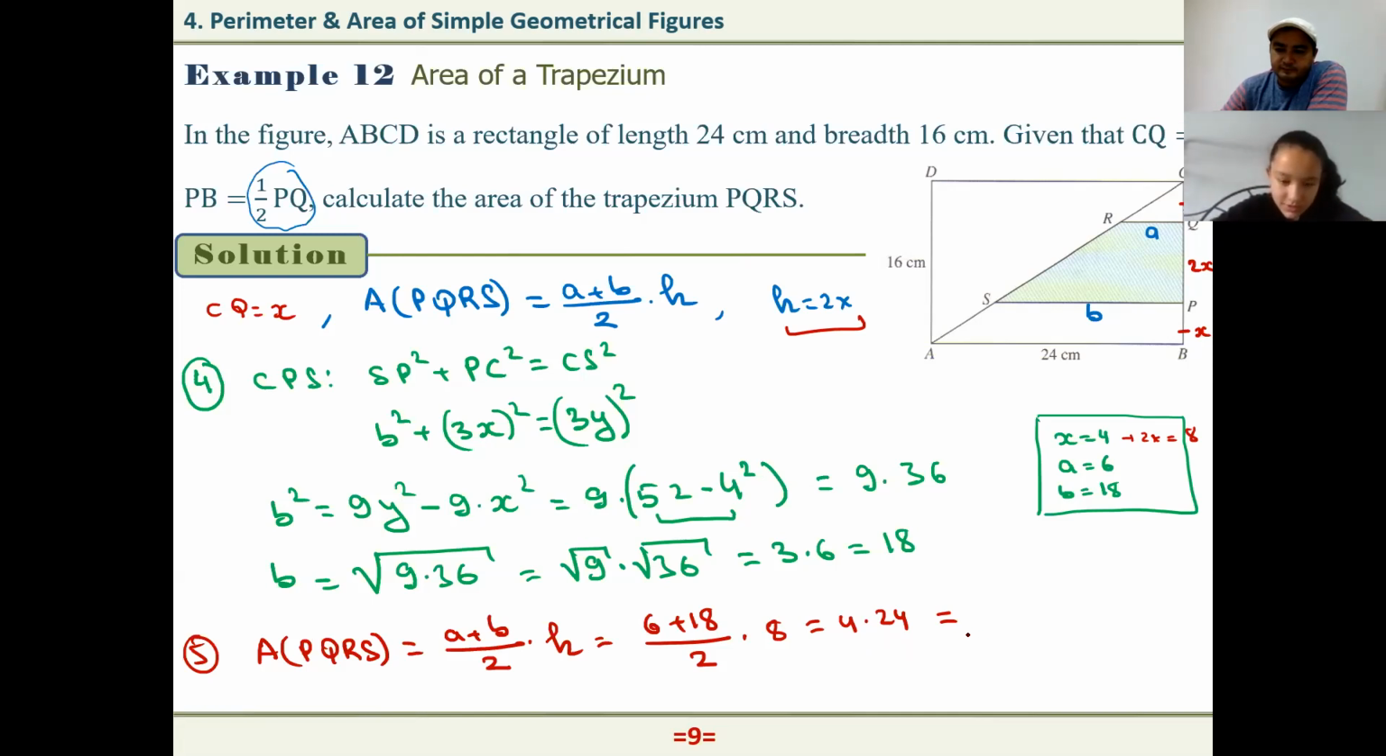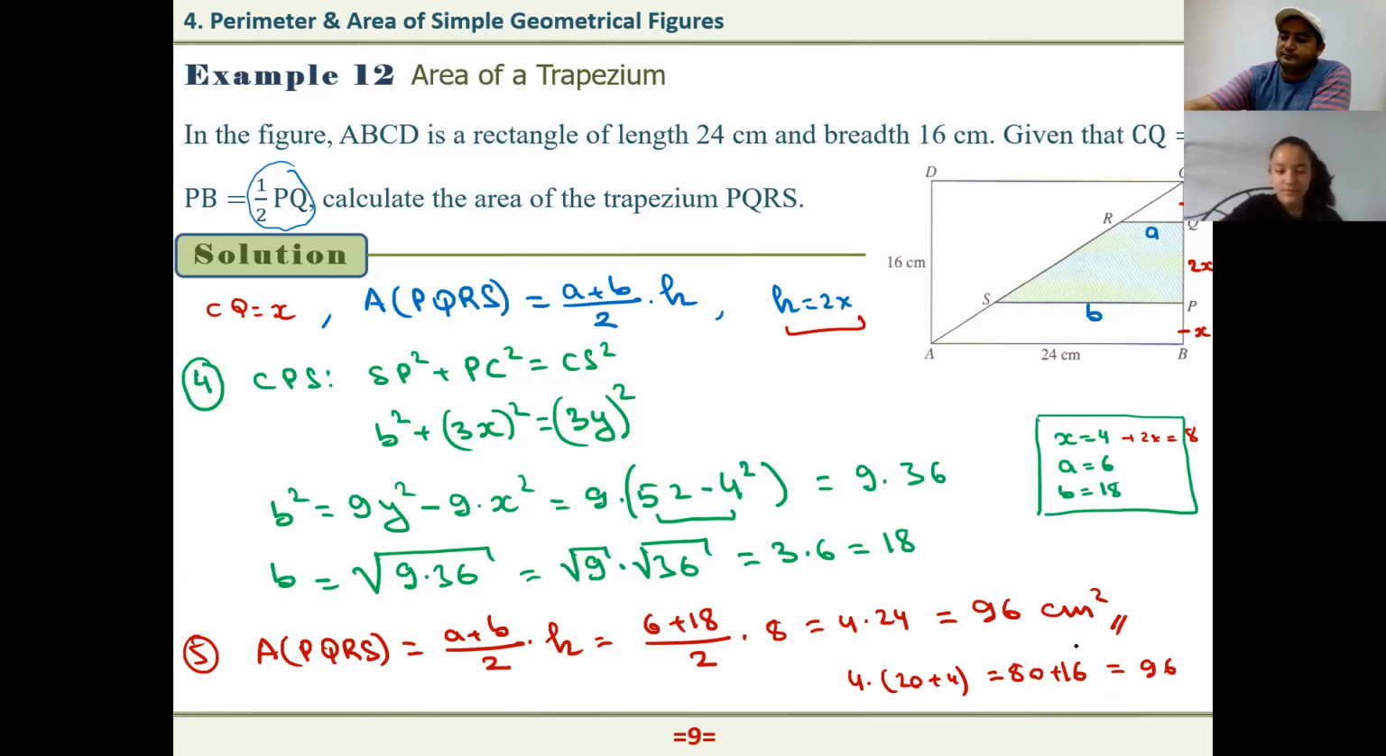And what is 4 times 24? No, you should multiply like this, Shahina. 4 times 24 is 20 plus 4. 4 times 20, 80. 4 times 4, 16. What is 80 plus 16? 96. So the answer is 96 square centimeters.